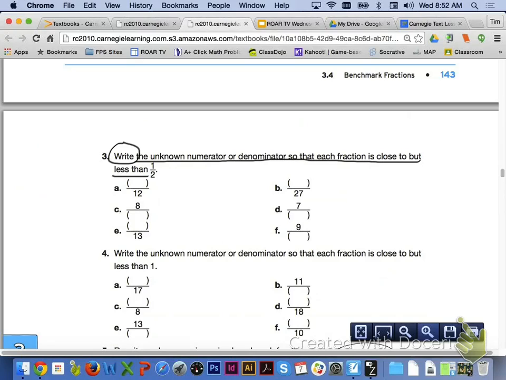At the top of page 144, number 3 tells us to write the unknown numerator or denominator so that each fraction is as close to but less than 1/2. So go ahead and do letters A through F with your group members. Remember, you want to try to get as close as you can get. So keep that in mind when you are filling in either the numerator or the denominator, as close to but less than 1/2.